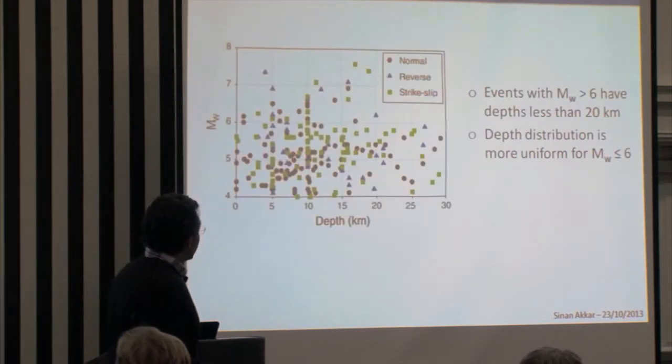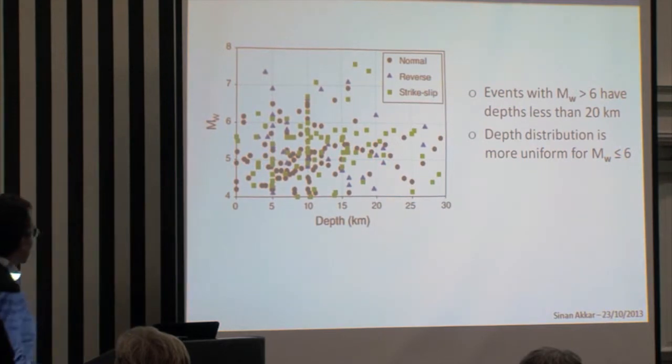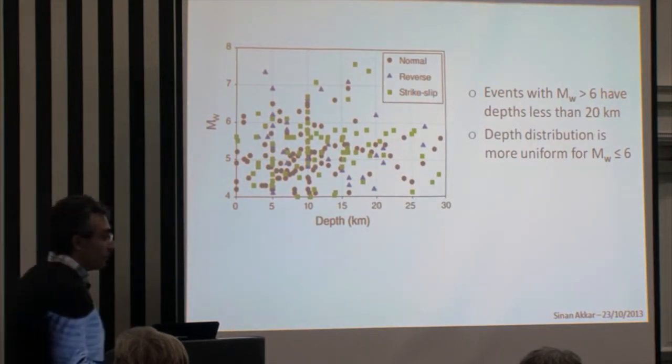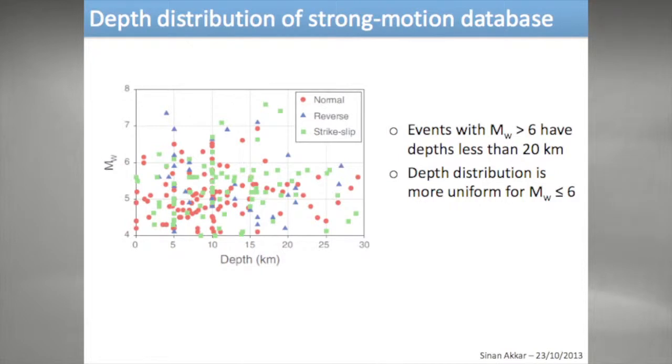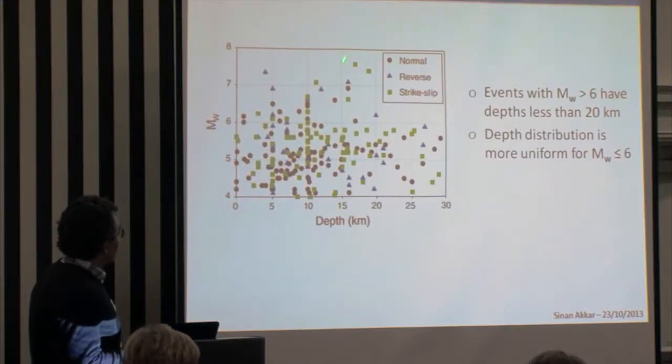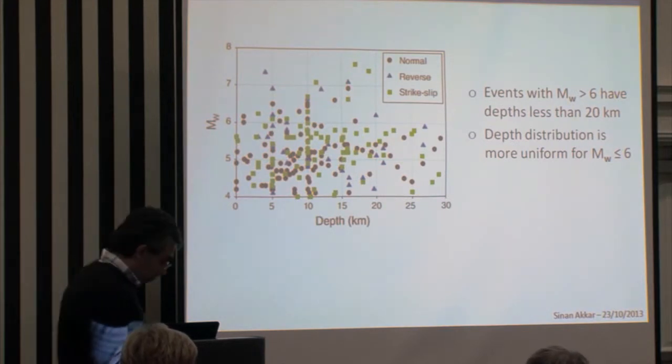And this is the distribution of data again in terms of magnitude and depth. As you can immediately realize, we have a good depth distribution of data for magnitudes below 6, and for magnitudes above 6, the depth distribution is limited up to 20 kilometers.